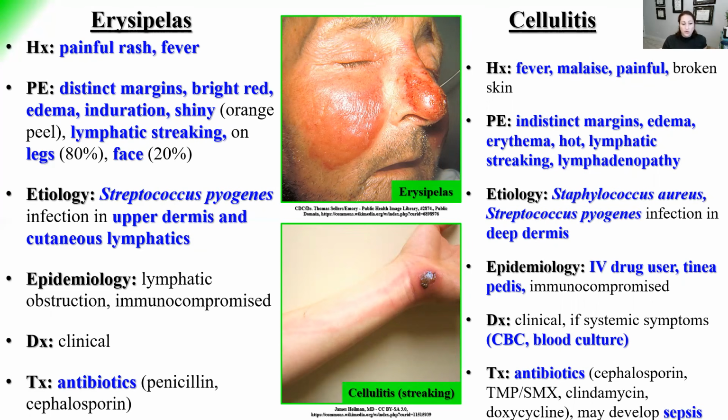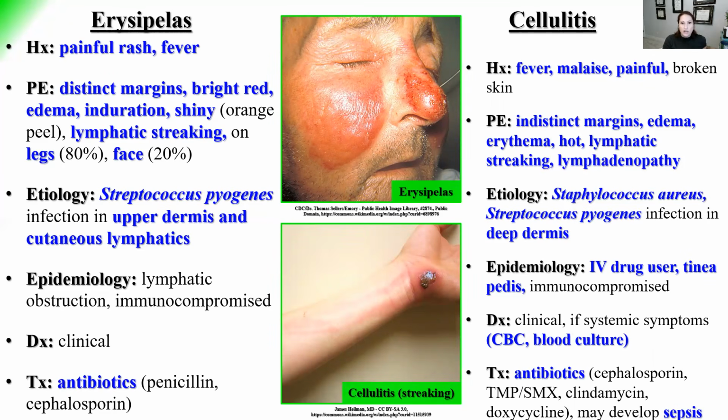This is a clinical diagnosis, and we want to treat this with antibiotics because it's an infection. So penicillins or cephalosporins would be a good example of that one. Cellulitis, which is the bottom picture here: fever, malaise, very painful region. They may have an area where you have broken skin that was the opportunistic infection. That's where that came from. This type of cellulitis has indistinct margins. It's not a well-demarcated margin.